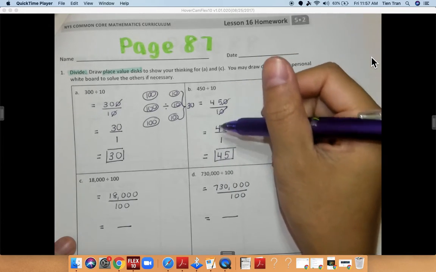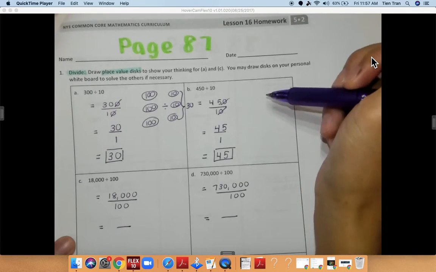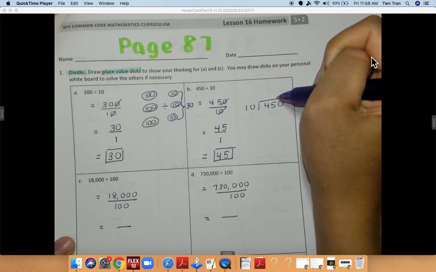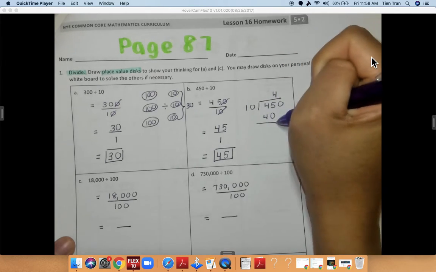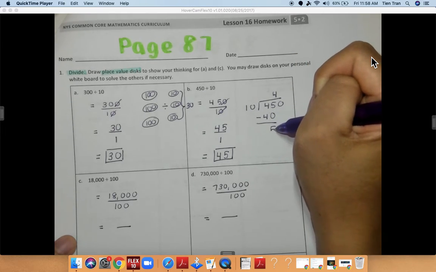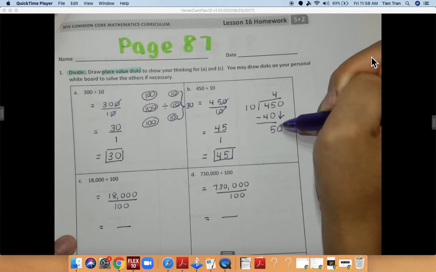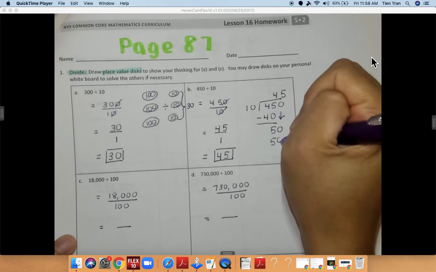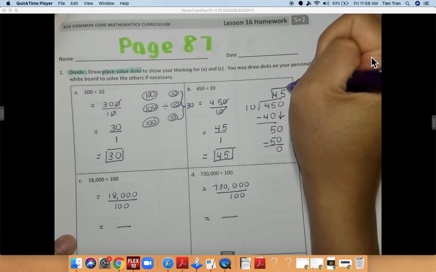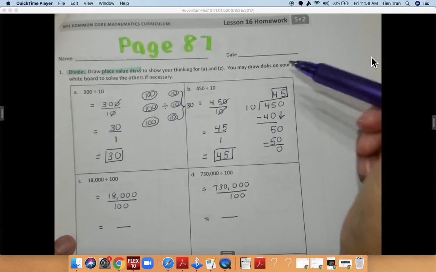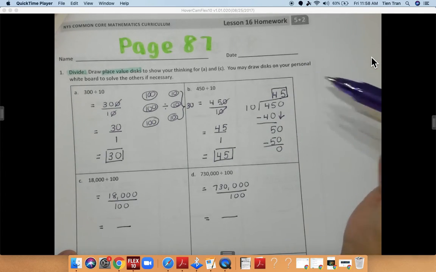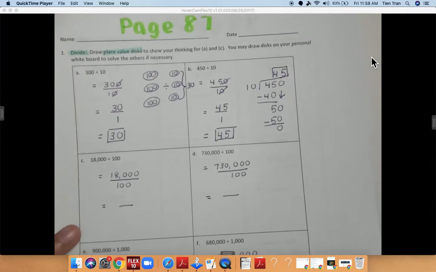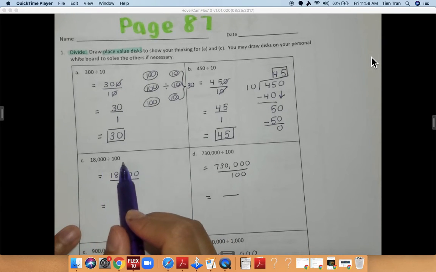Okay, now you can also write it out like this, 450 divided by 10. I know that 10 goes into 45 4 times. Subtract: 45 minus 40 is equal to 5. Bring down my 0. 10 can go into 50 5 times. 50 minus 50 is equal to 0. My final answer is equal to 45. So there are two ways, but notice this way is longer and this way is shorter. It's up to you whichever way you want to solve for it, but I think this one is a little bit simpler.